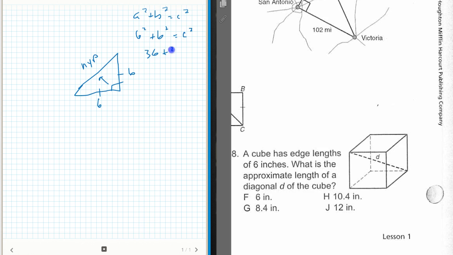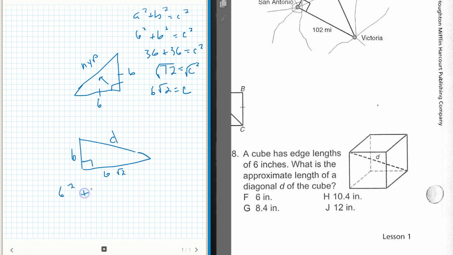So 6 squared plus 6 squared equals c squared. 36 plus 36 is equal to c squared. 72 is equal to c squared. Take the square root. Reduces down to 6 radical 2. So that is going to be another leg to that diagonal D hypotenuse. So I've got my side measure 6. I've got my D as my diagonal, and the bottom portion is the 6 radical 2.